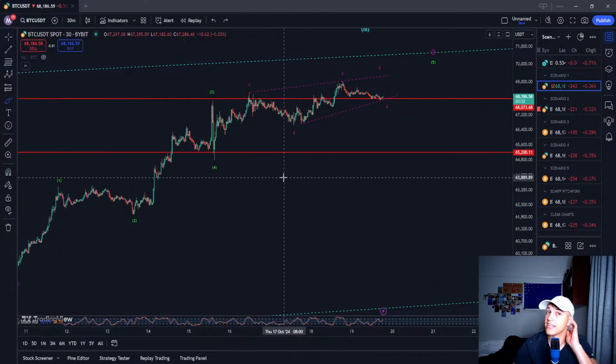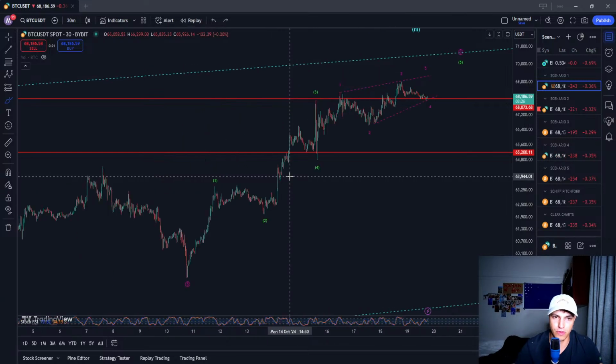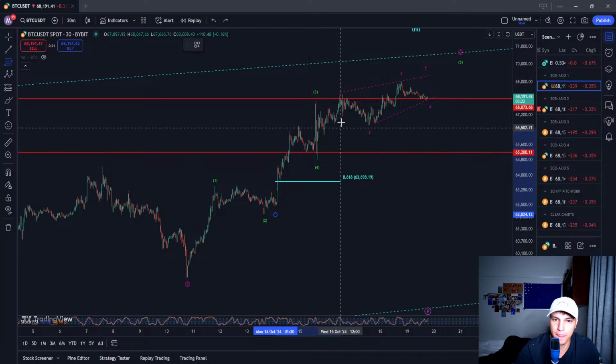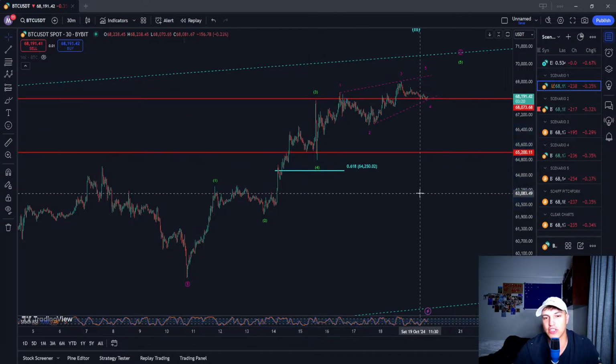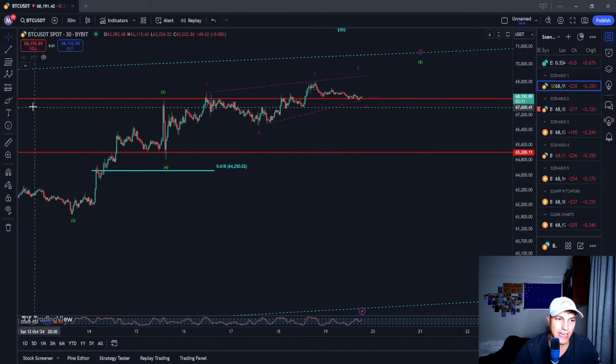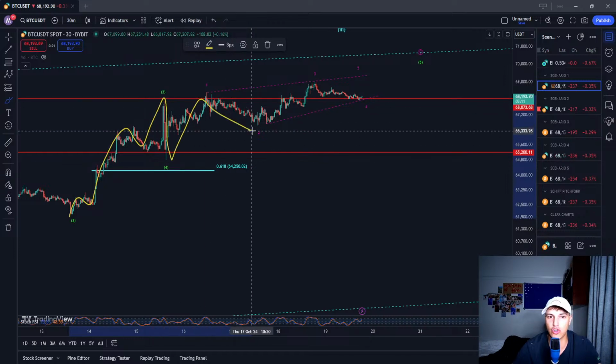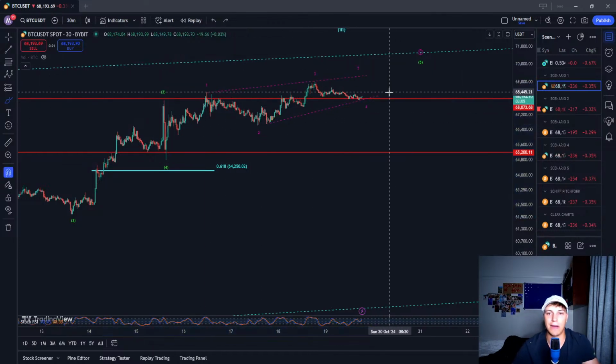Right? Rule of alternation states that a ranging 2 means that wave 4 is likely to be sharp and deep. If we take the 0.618 over here, you can see price did not hit, but it came deep into that area. A 1, 2, 3, 4, 5 in the wave 3. Deep pullback. And now we are starting the last move to the upside.